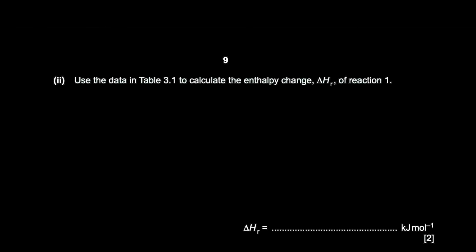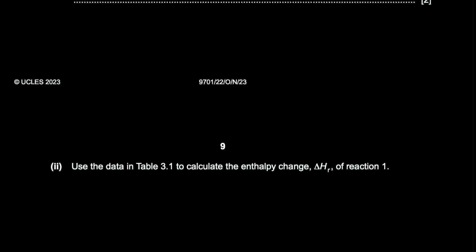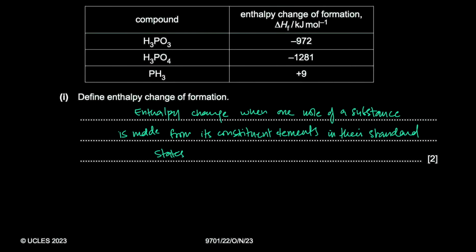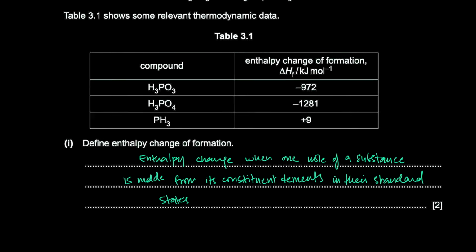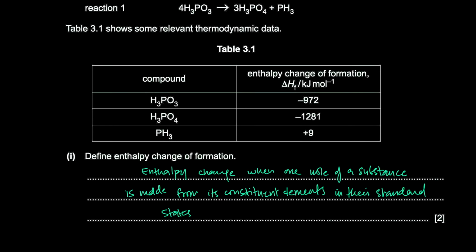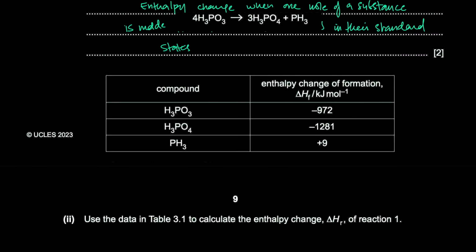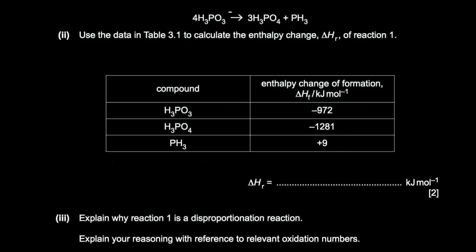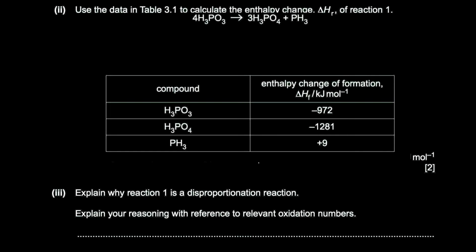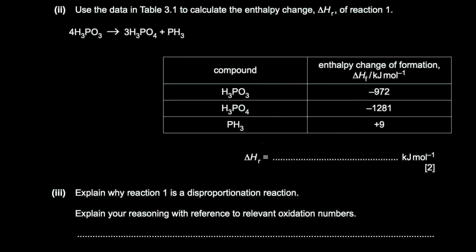Use the data in table 3.1 to calculate the enthalpy change of reaction 1. Okay, so we go to the table. Using this data, we have to calculate the enthalpy change of this reaction. So I'm just going to take that reaction and the table. We have this data over here, and we're going to need this for the question. They've given us the reaction and they've given us the data.